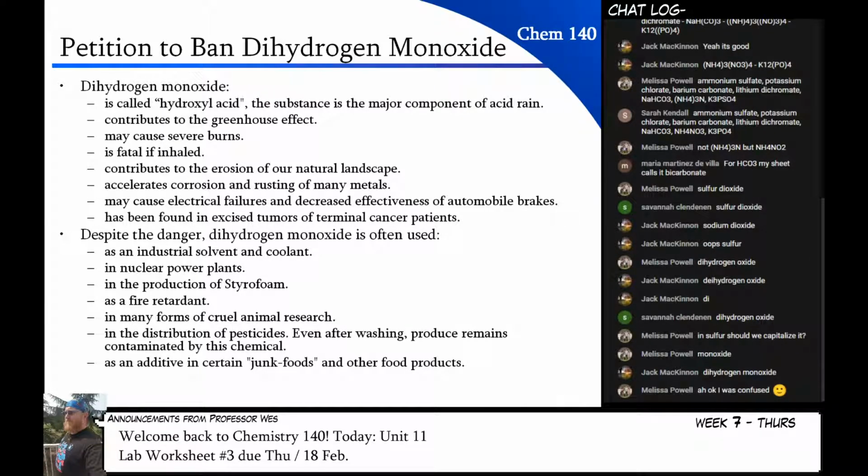Now, why do we care about this? Because it's freaking water, right? This is all water. Of course water does all of these things, right? Yeah, it's fatal if you breathe it. Don't go swimming and take a deep breath.